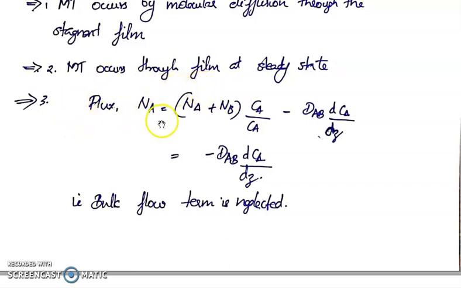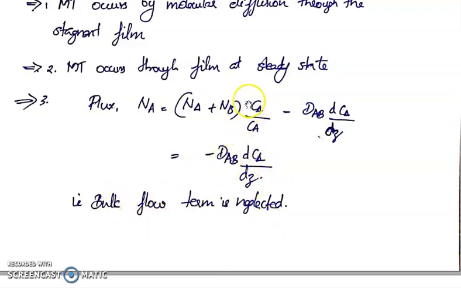Let's move on to the third assumption. Let's write the equation for flux NA. NA is equal to (NA plus NB) into CA by C minus DAB into dCA by dz. This is C, not CA, in the denominator; please correct it. But since we assume that there is no bulk motion in the stagnant film, I can assume this term to be 0. So the flux NA in the stagnant film is equal to minus DAB into dCA by dz. So the bulk flow term is neglected.